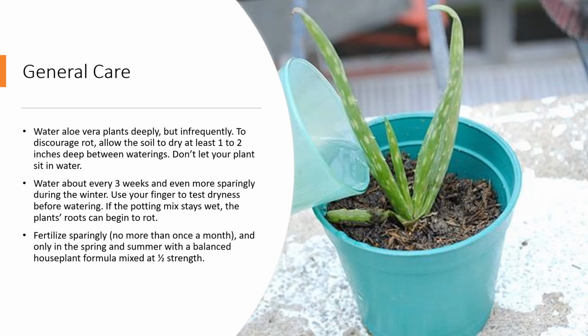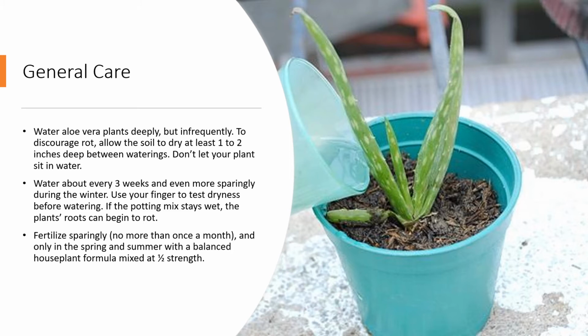Some of my larger aloes, I have brought them in winter and not watered them the entire winter. They did start to shrivel, but they were just fine once I took them back out and started watering them again. You want to water about every 3 weeks or even more sparingly during the winter. Again, like I said, some of my larger ones I went the entire winter. The smaller plants, you wouldn't want to go that long, obviously.